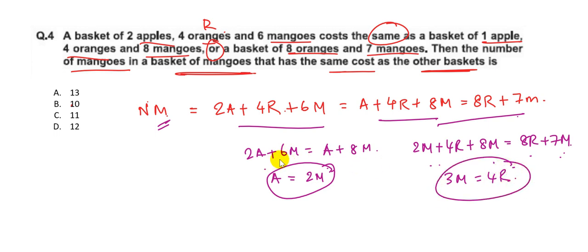So which means that if I convert everything in terms of m, then 4r equals 3m, so this becomes 3m, 2a will be 4m, and this is 6m. So the total will be 13m equals n into m. So n would be 13.